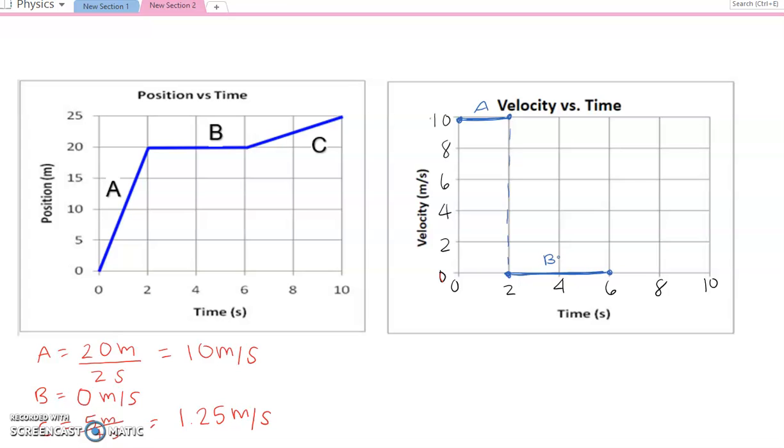And last but not least, I have 1.25 meters per second as my velocity from 6 seconds until 10 seconds. So halfway up is going to be 1, so just slightly above that is going to be my 1.25. Connect this with a flat line. You should use a ruler so yours looks better than mine. And label this section C.